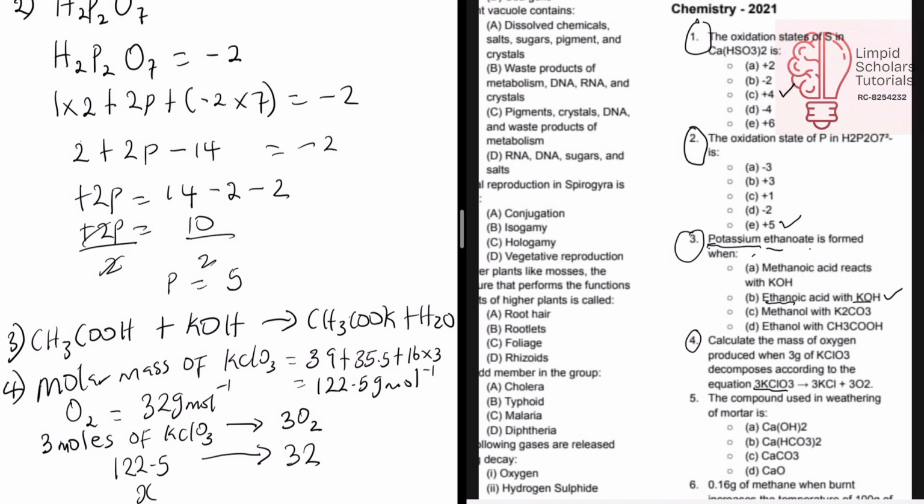So this, I think I made a mistake here. Yeah, so this 32 here. We are looking for 3 grams. We already have 3 grams of it. So what will it give us here? We'll cross multiply. So 32 times 3 is equal to 122.5 X. Dividing both sides by 122.5.